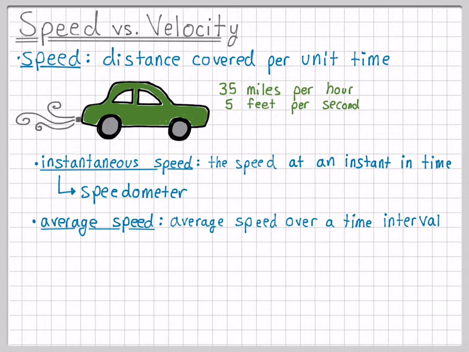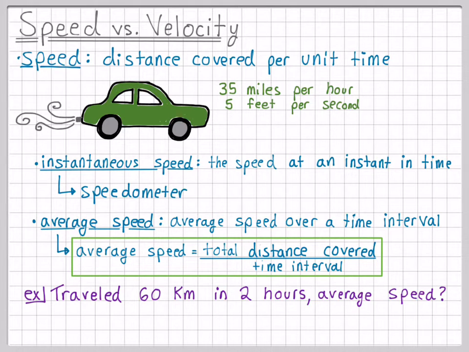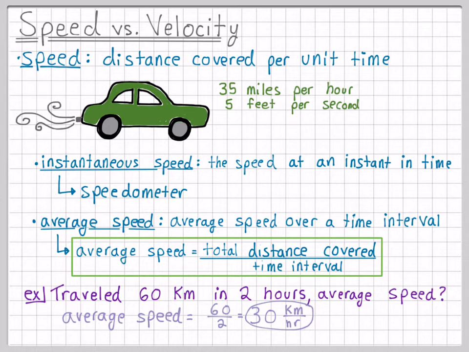There's also something called average speed, which is the average pace someone or something would travel over a larger time interval. Average speed is often defined as the total distance covered over a larger given time interval. So if you were to travel 60 kilometers in 2 hours, your average speed would simply be the distance covered, 60 kilometers, divided by the total time, which is 2 hours, to give you an average speed of 30 kilometers an hour.